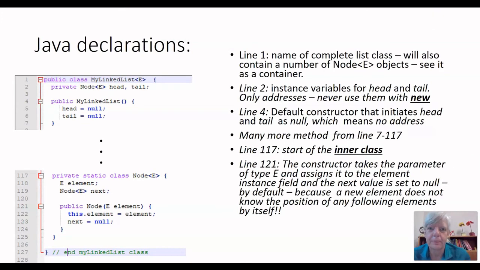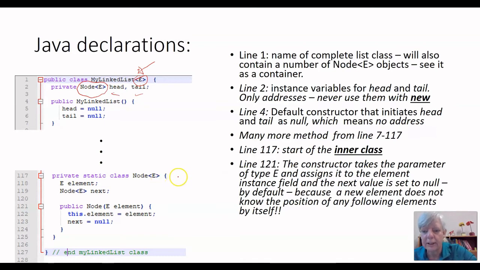Now let's look at the Java. My linked list class is my outer class. There it is. The name is my linked list class, and it's going to store elements. And those elements are of which type? Type E. You guessed it. My outer class has two instance variables, a head and a tail. And what are their data types? They are addresses of node E. So they refer to node E. They are not of type E. They are an address of a node.